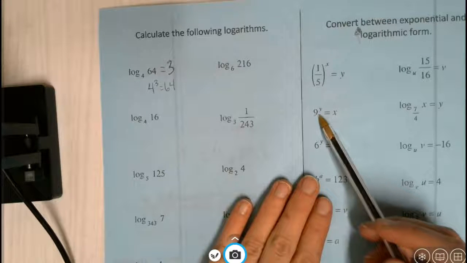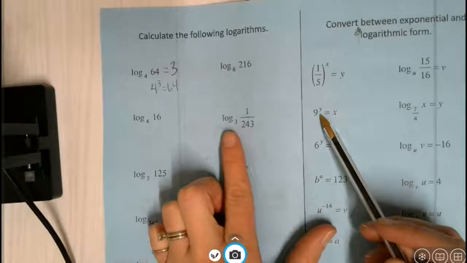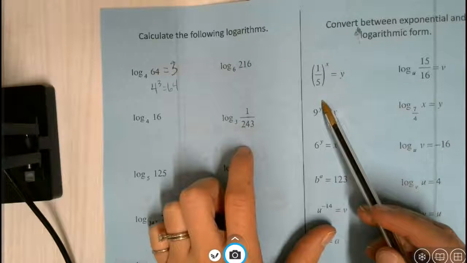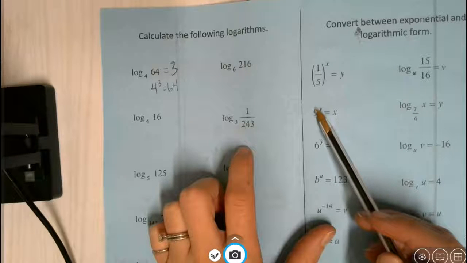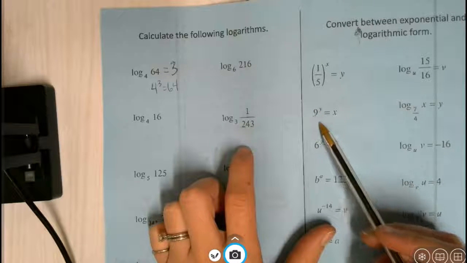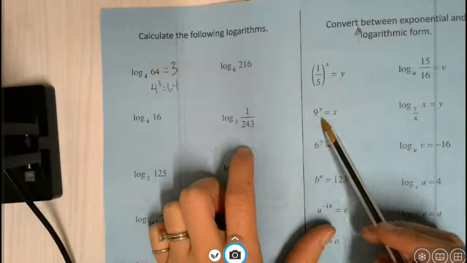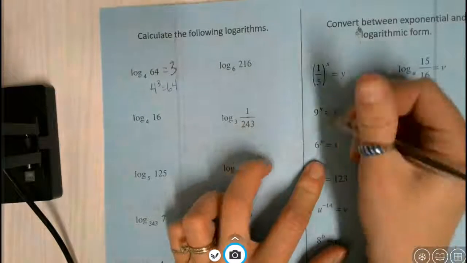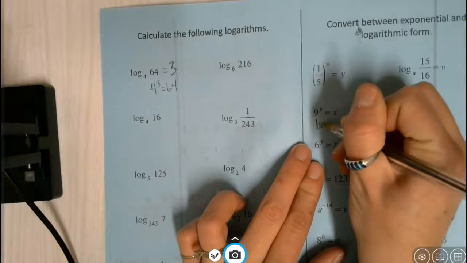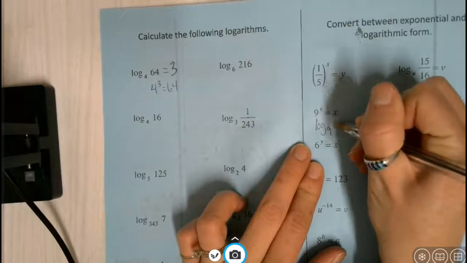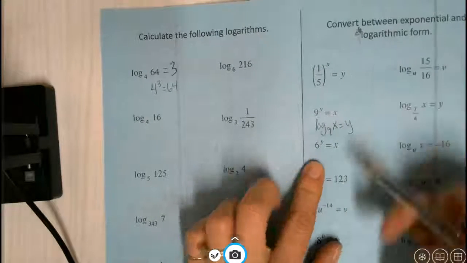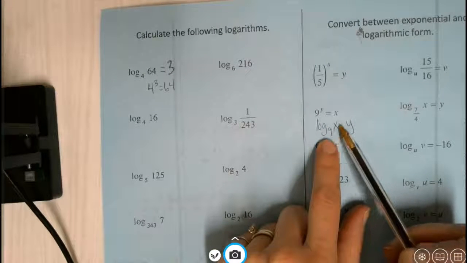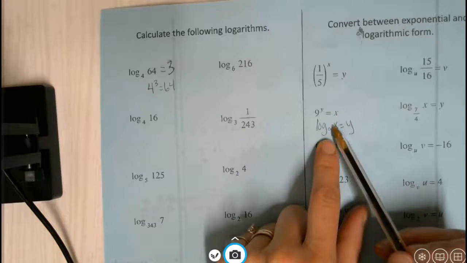Here is my base, so it would be log base 9 of x equals y. Again, I can follow around: log base b, so log base 9 of x equals y. That's how we can write that, and I'll write this one down for you. Log base 9 of x equals y. This is the exponent that is needed to get from 9 to x. That's how we can read these things.